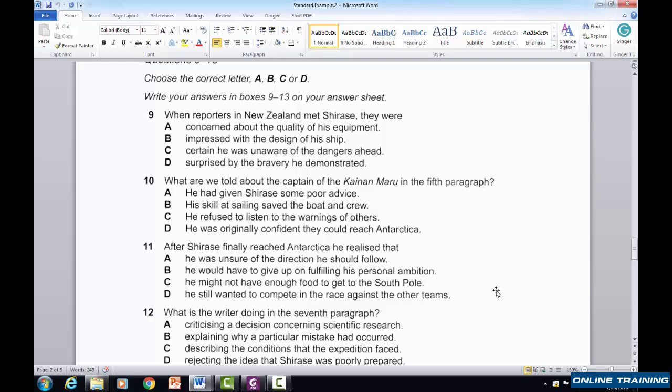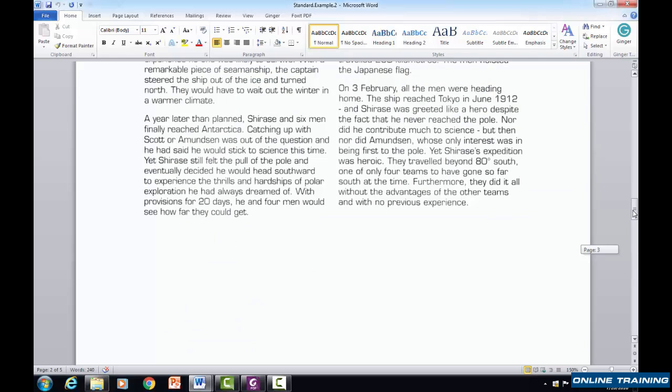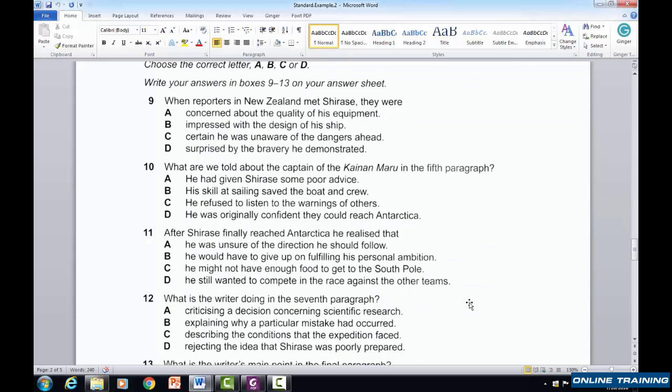He still wanted to compete in the race against other teams? Yeah, so catching up with them was out of the question. So we can't say he wanted to compete in a race against the other teams, because catching up with them was out of the question. But we can say that he realized he might not have enough food because it said he only had enough food for 20 days. That's a hard question. Number 11 was a difficult question. That's a tricky question. Wow.